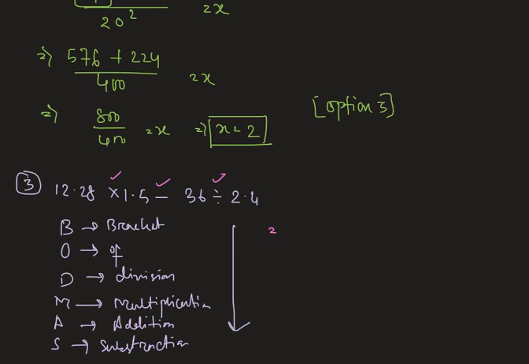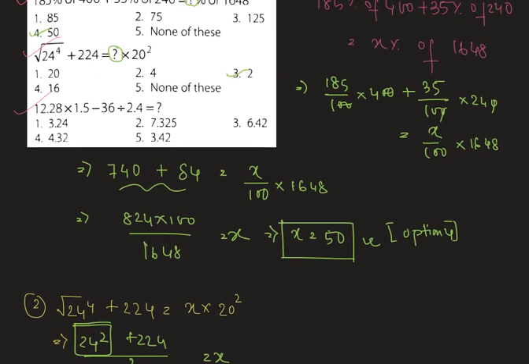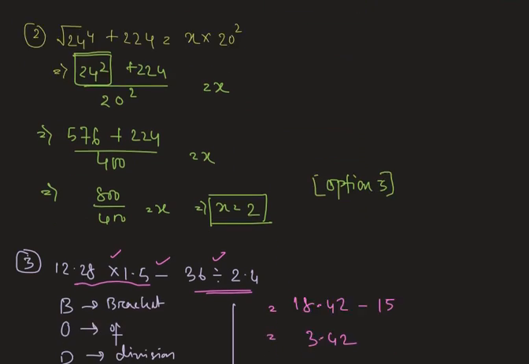So first of all, we do the division. 36 divided by 2.4 results in 15. Then we do the multiplication. 12.28 multiplied by 1.5 results in 18.42, and then the subtraction, which comes last, results in 3.42. So our required answer is option 5.